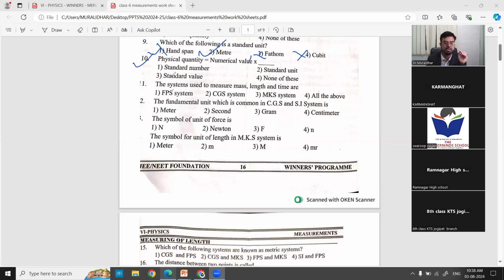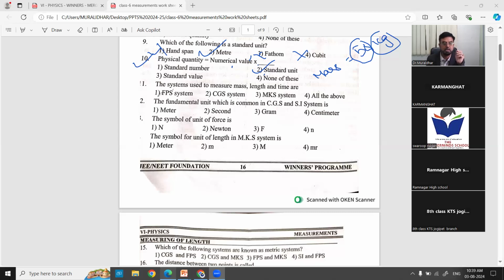Now, question number 10. It is explained clearly in the video also. A physical quantity is a numerical value into standard unit. For example, mass is a physical quantity. Mass is 50 kg. So what is 50? 50 is the numerical value, into kg, which is the unit. That is the standard unit. So numerical value into standard unit will give the physical quantity for us. Every physical quantity has a magnitude, a numerical value, and a unit. That is question number 10.